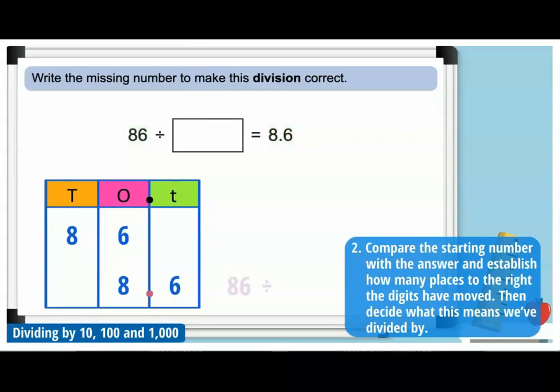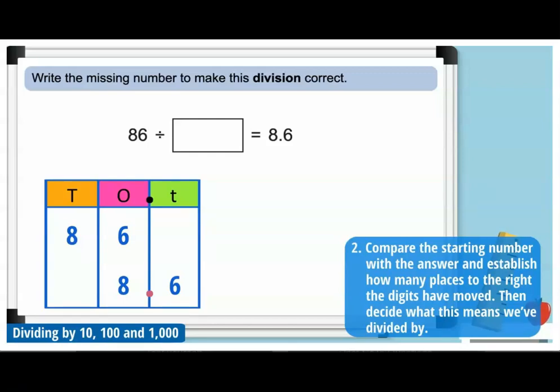This indicates that we've divided by 10, 100, or 1000. To find out if we've divided by 10, 100, or 1000, we need to establish how many places the digits have moved.